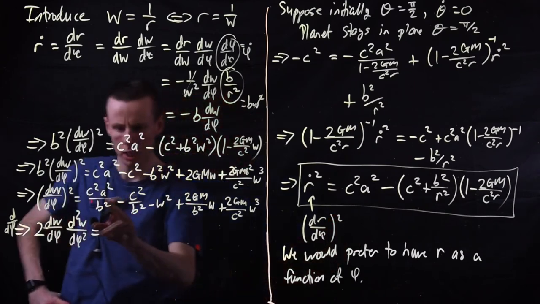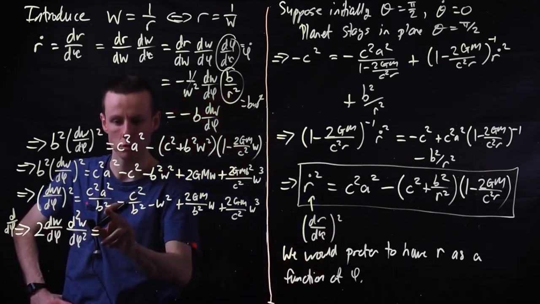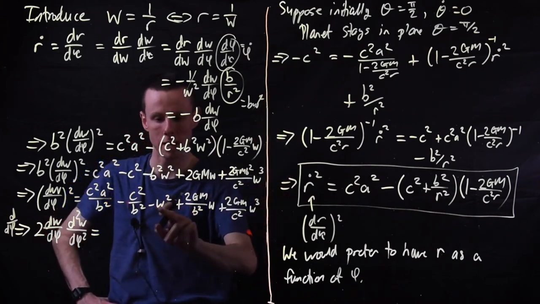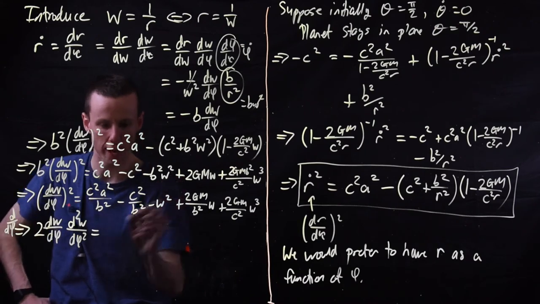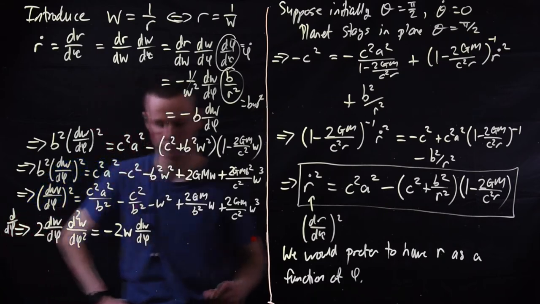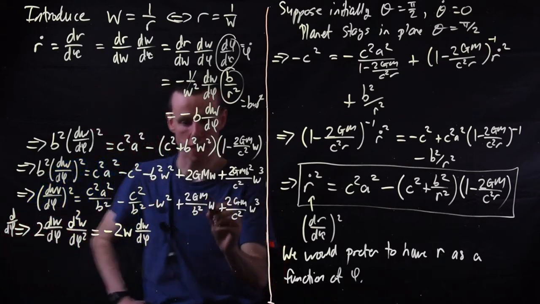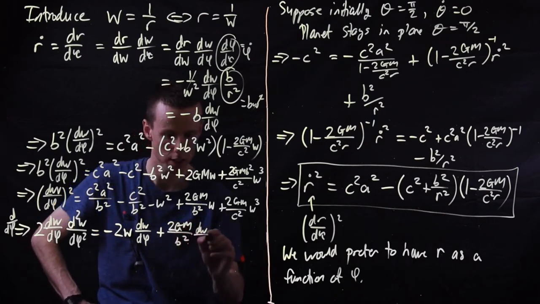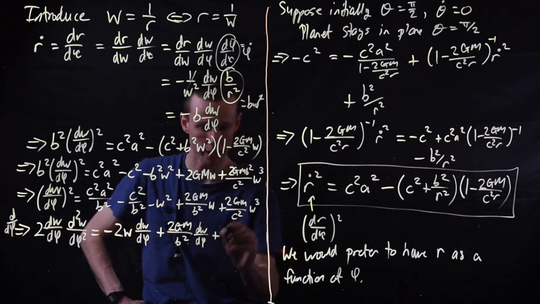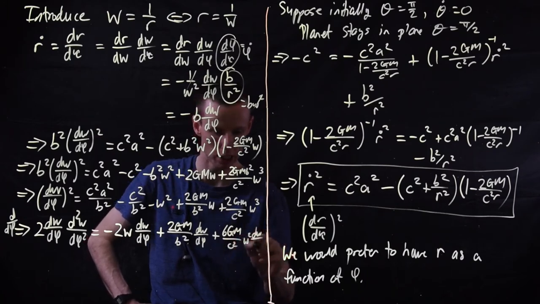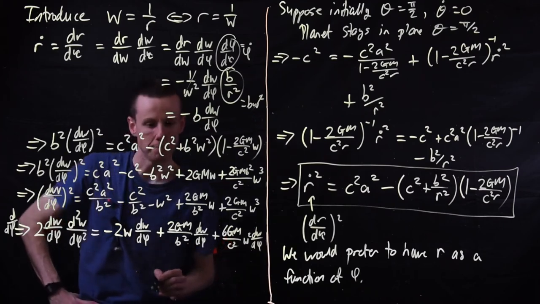Now, what happens over here? You've got c squared a squared over b squared. That's a constant, so it just vanishes. You've got minus c squared over b squared. It's gone, it's a constant. Now, minus w squared. Differentiate it with respect to phi, using the chain rule: minus 2w dw d phi. Plus 2gm over b squared, so that's just going to be plus 2gm over b squared dw by d phi. And then finally plus 6, since 3 times 2 is 6, gm over c squared, w squared, dw by d phi.